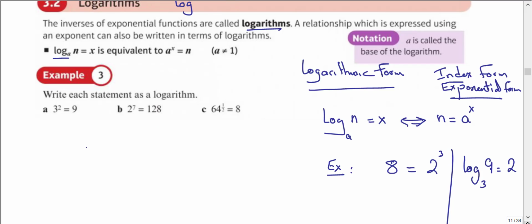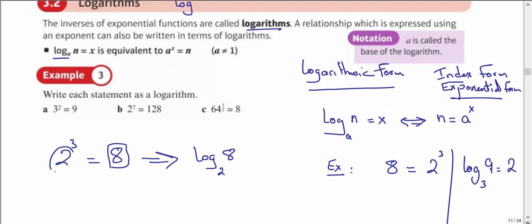Now, first, I'm going to explain. If you have, let's say, 2 power 3 equals 8, this is which form? Index form or logarithmic form? Index form. How to change it to logarithmic form? We do log. You take the number here, and you do log 8 base 2.